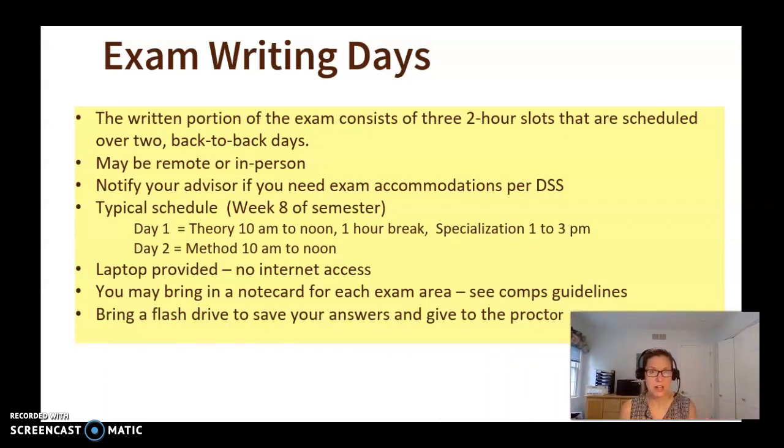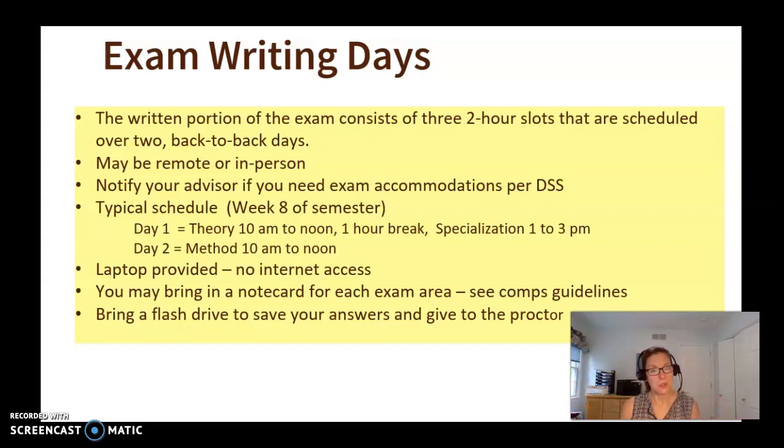So bring a flash drive because you're going to be saving your written answers on it and giving that flash drive to the person who is proctoring, either the committee member or your advisor who's proctoring that day. And they will transfer it onto their own computer and circulate it to the advisor, who will give it to the rest of the committee.